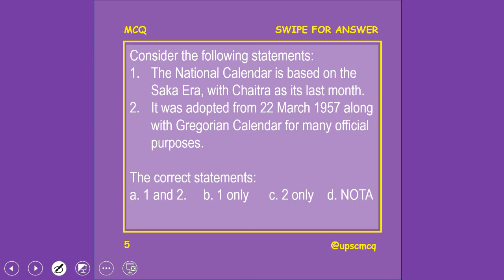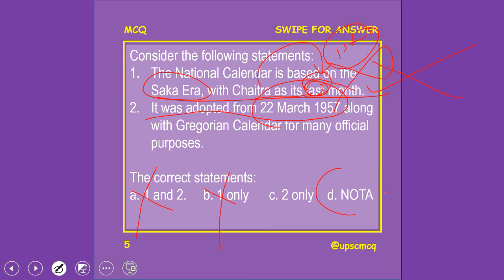The national calendar is based on the Saka era with Chaitra as its last month. This is incorrect. Chaitra is not the last month, this is the first month. So one is incorrect. Therefore, it could be D or C. It was adopted from 22nd March 1957 along with the Gregorian calendar for many official purposes. This is correct. Therefore, C is the correct answer.